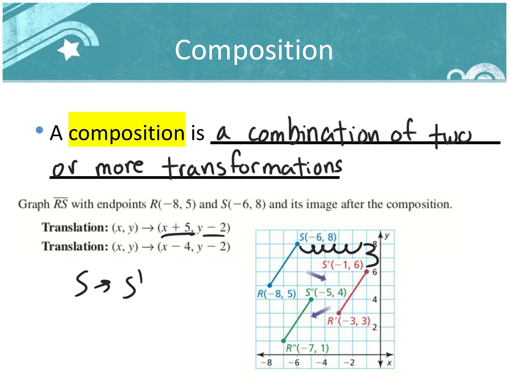And then for the second translation, we're going to go from S prime to S double prime. And they're telling us we go from there, from the prime to double prime, by 4 units to the left and 2 units down. So we do 1, 2, 3, 4, and then 1, 2. That's how we move from the first to the second to the third. From the original to the first transformation to the second transformation. This is why it's a composition. There is more than just one full movement from the points.